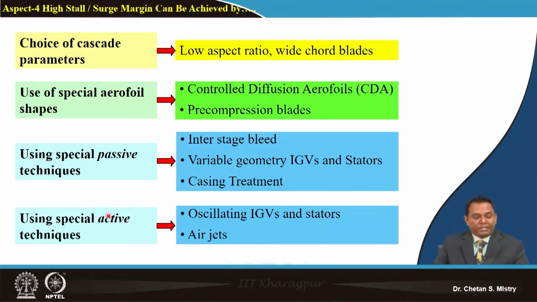Next, what we have is active techniques: oscillating inlet guide vanes and stators, air jets. These are some of the research being carried out in order to improve the stall margin. This is at the lab level at this moment. There is no straightaway application to an actual engine. That is what exists so far as active control mechanisms.